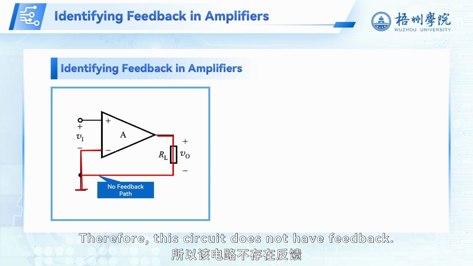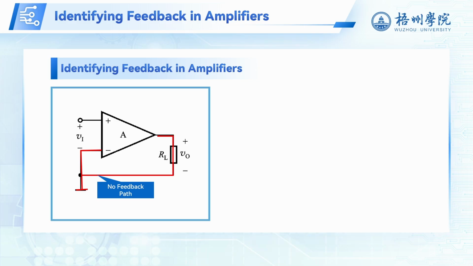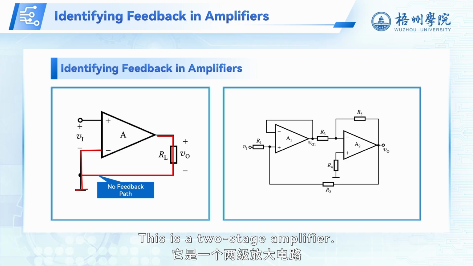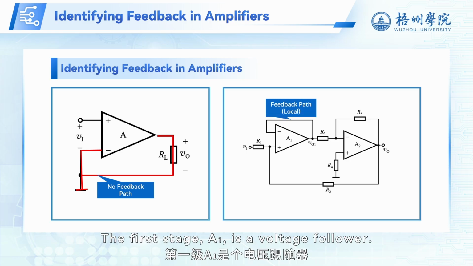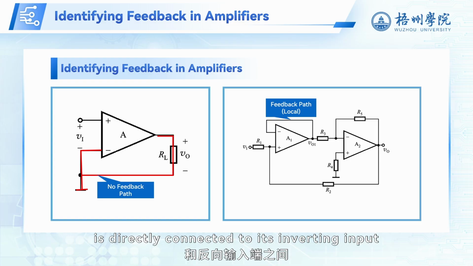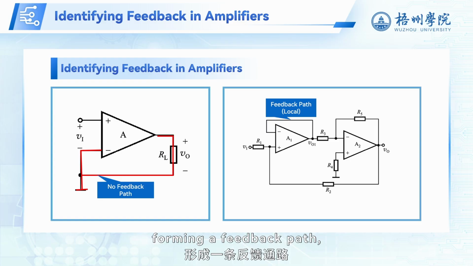Therefore, this circuit does not have feedback. Now let's look at this circuit. This is a two-stage amplifier. The first stage, A1, is a voltage follower. Its output is directly connected to its inverting input via a wire, forming a feedback path, known as local feedback.